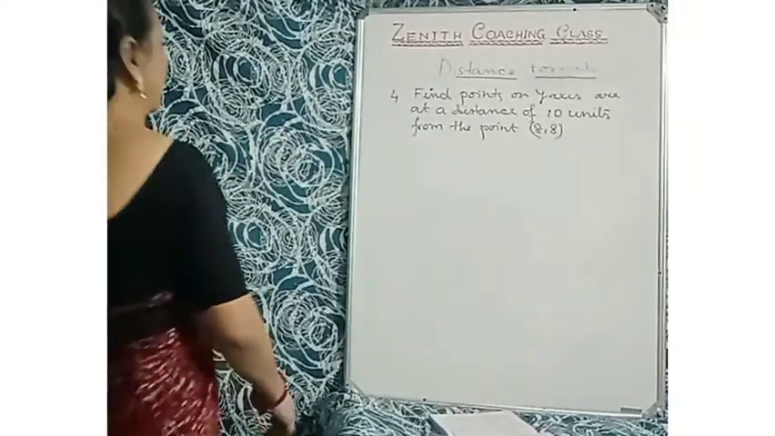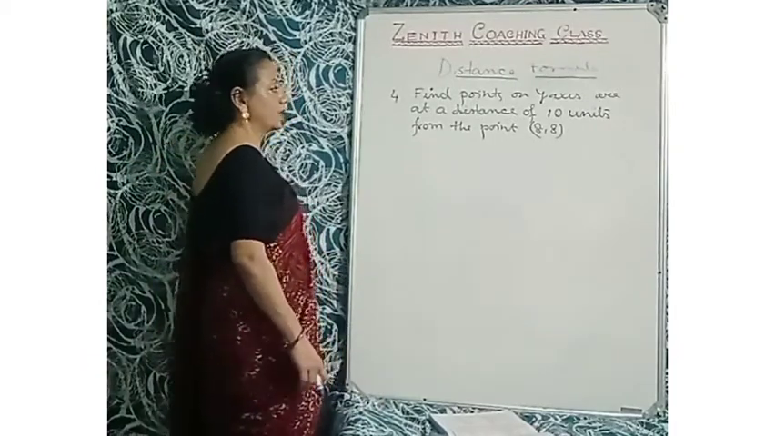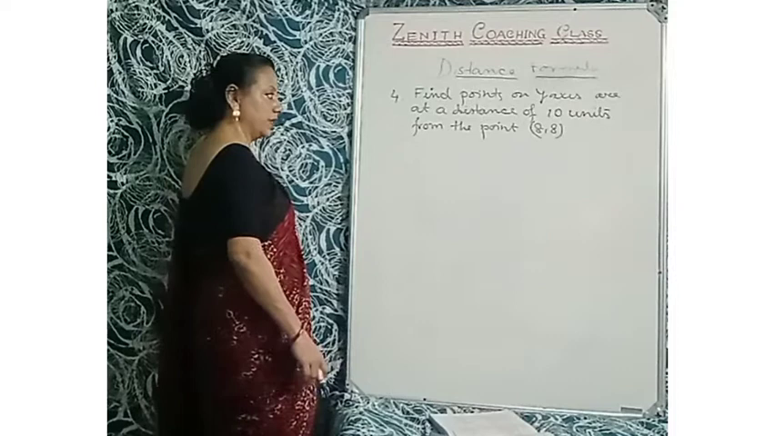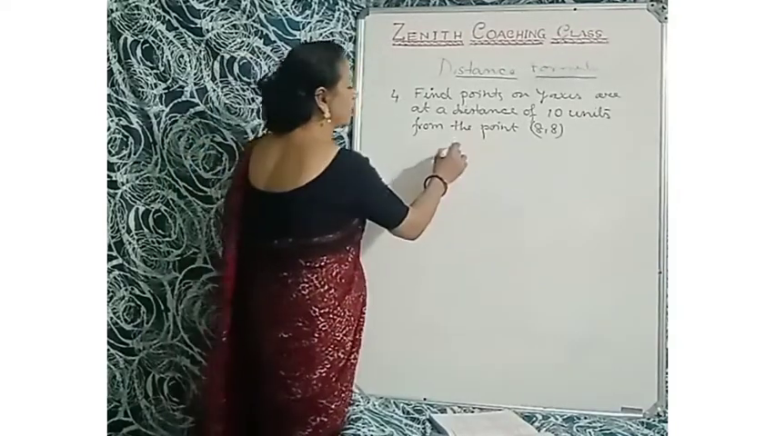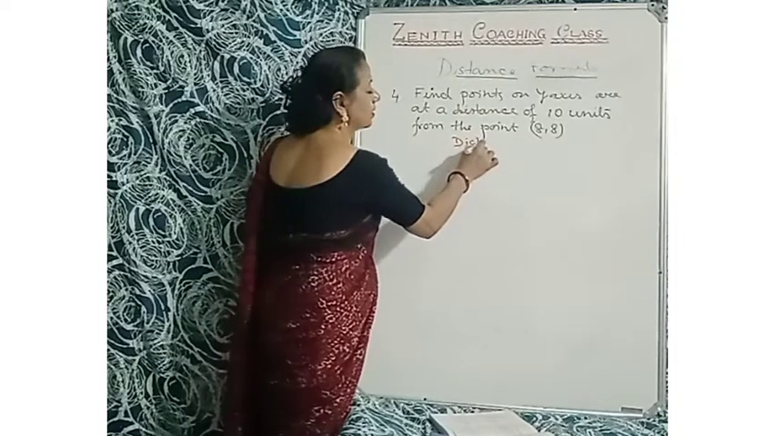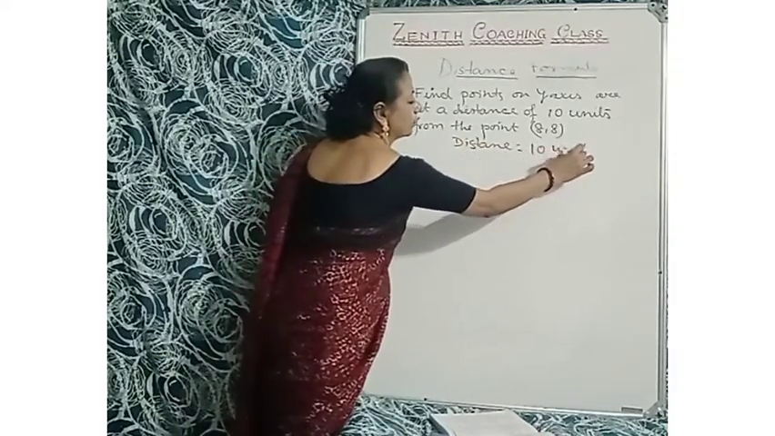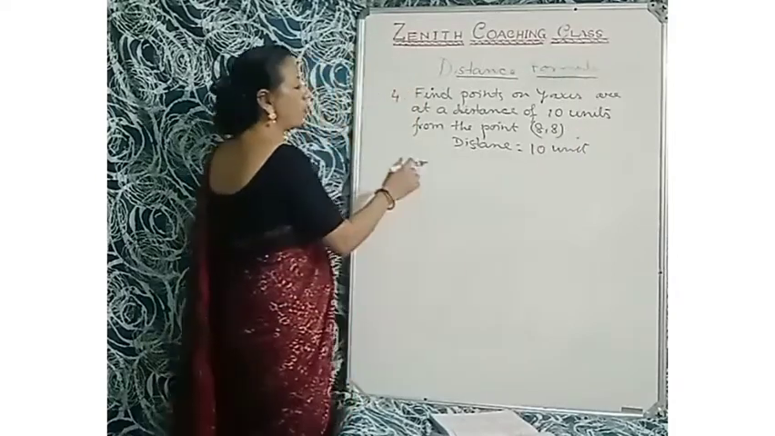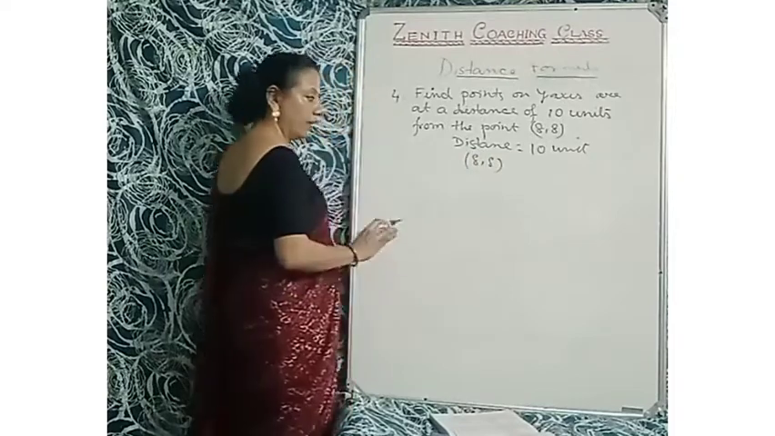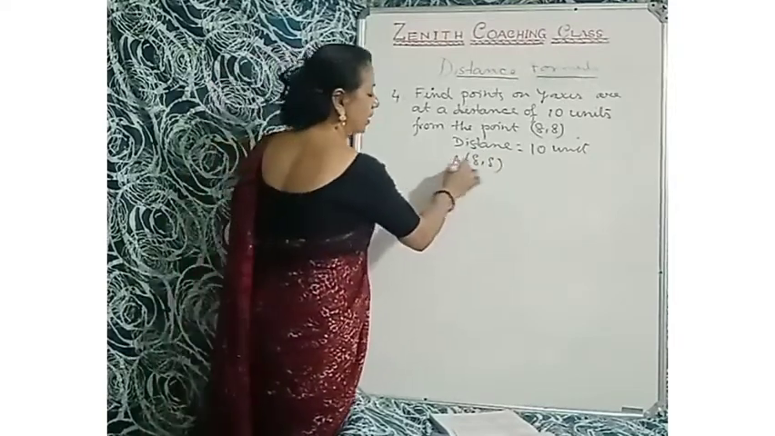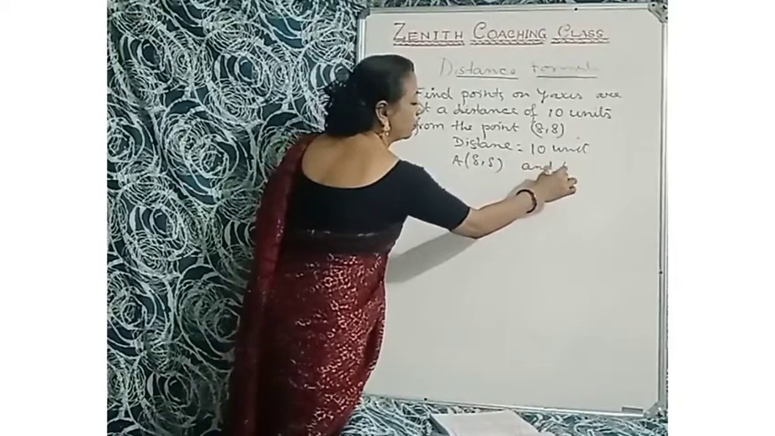So children, come to the fourth sum. The sum is: 5 points on y-axis are at a distance of 10 units from the point (8, 8). Okay, so the distance is 10 units, it's given. And the point is (8, 8). Let it be A (8, 8).